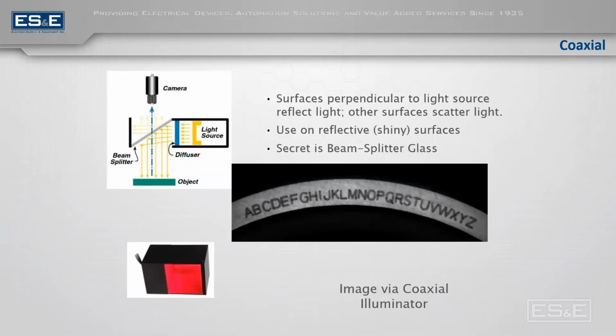And here's the coaxial. So coaxial is not used, but on certain applications. So the surfaces are perpendicular to the light source that reflect the light. The other lighting sources scatter light, but this one surface is perpendicular to the light source. It's used on reflective, shiny surfaces, and the key to getting the coaxial lighting to work is the beam splitter glass. And you can tell on the diagram of the drawing of how that beam splitter is working and how it kind of reflects the light.